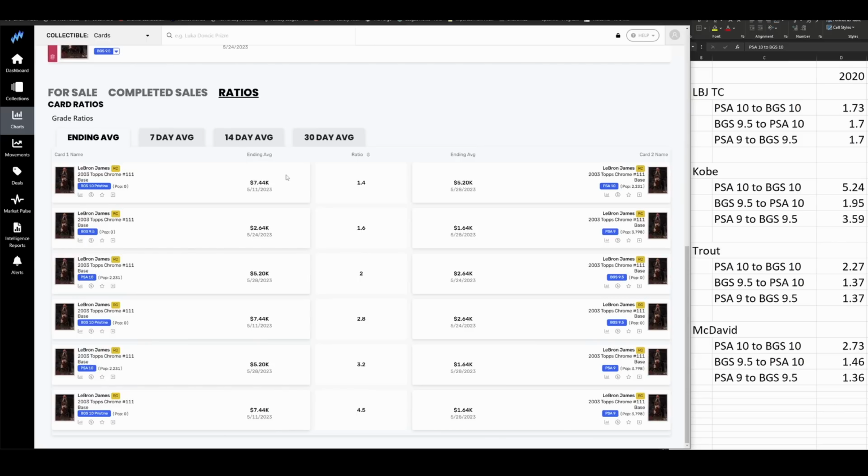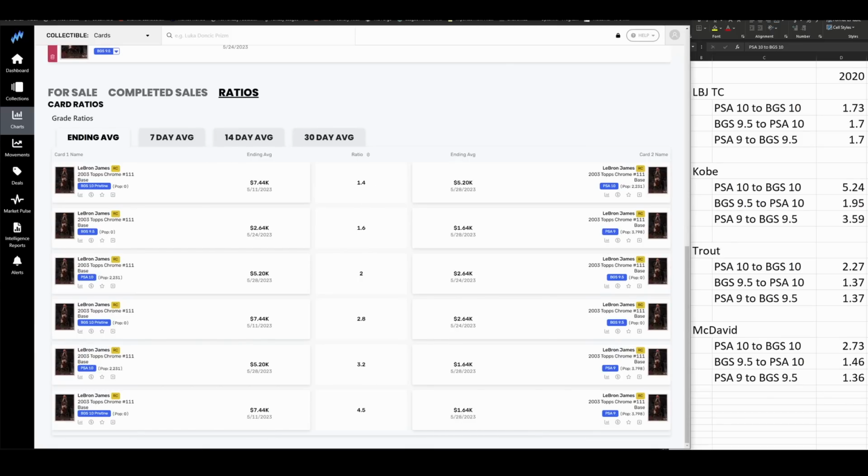Now, I did not include black labels here. They just do not sell frequently enough to get any meaningful data out of it. But BGS 10s, there's a decent enough number of them out there, and they transact often enough. So back in 2020, it was 1.73. That gap has now narrowed to 1.4.